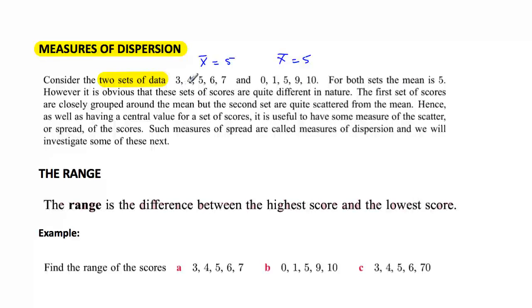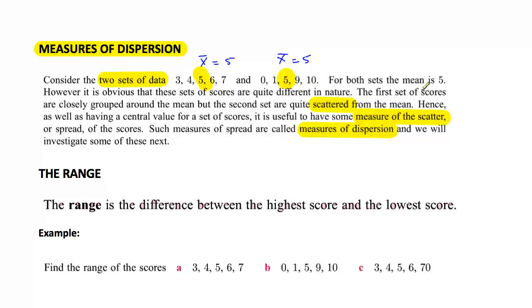Now, the important thing though is to look at them and say there's quite a lot of difference actually between these two. If you have a careful look at it, then you'll see that the sets of scores are different, and the first set of scores are more closely grouped around the mean. And in this case, they're far more spread out or scattered from the mean. So as well as having a central value for a set of scores, it's also good to have a look at the measure of scatter, or how far apart they are. So these things are called measures of dispersion.